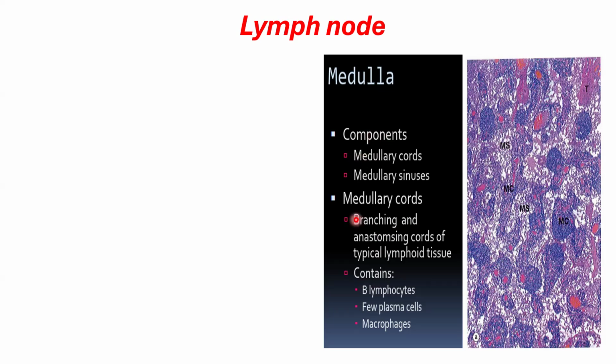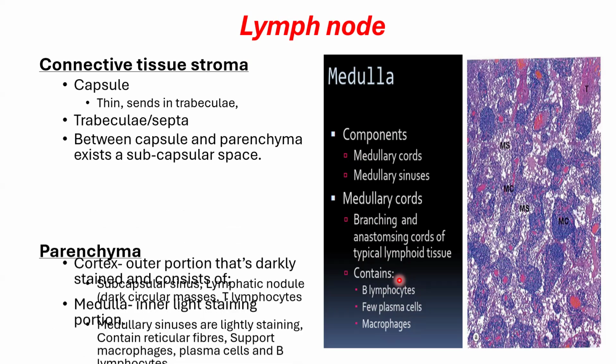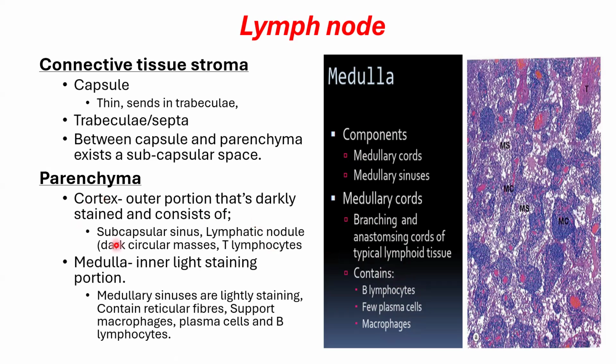Then this medulla will contain B lymphocytes, few plasma cells, and macrophages. Similarly, the parenchymal aspect of the lymph nodes contains lymphocytes, a few T lymphocytes, plasma cells, and macrophages. So they're just immune cells. Remember, the lymph node has the medulla and also has the cortex. What about the cortex? The cortex is the outer portion that is darkly staining. Remember, the medulla is lightly staining. The cortex will comprise the subcapsular sinus, lymphatic nodules, darker circular masses, and T lymphocytes.